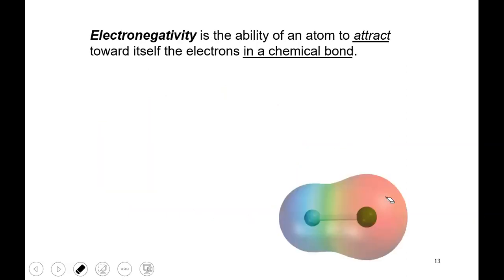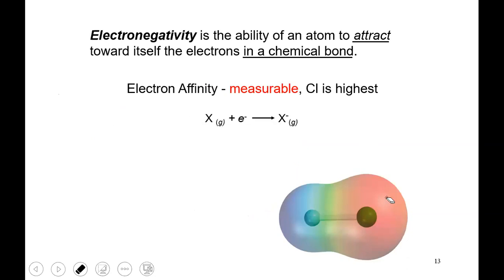All right. So what determines whether a bond is polar or not is a property called electronegativity. So electronegativity is the ability of the atom to attract towards itself the electrons that are in a chemical bond. Not to be confused with the property that we talked about, electron affinity, which is a property that you measure. And it has to do with the ability of an atom to attract an outside electron to form a negatively charged ion. Electron affinities, as we said, don't have very rigid trends, but we know that chlorine has the highest electron affinity of them all.